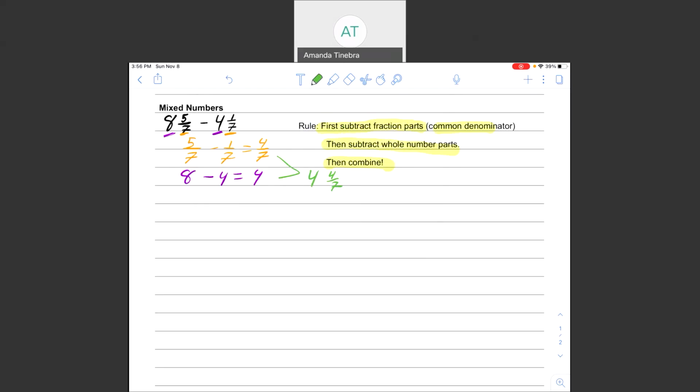Okay? So I'm going to show you a few more examples, and this is going to really show you some of the things that can happen while we're solving these, because there are a lot of things that could happen, and I don't want you to end up confused.